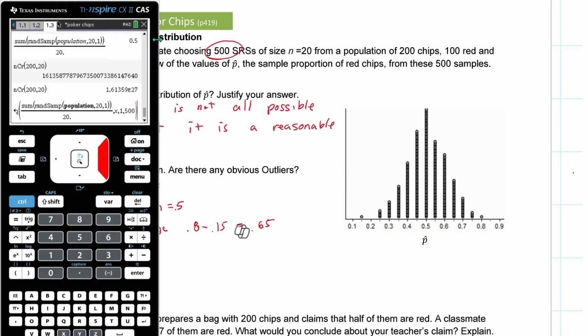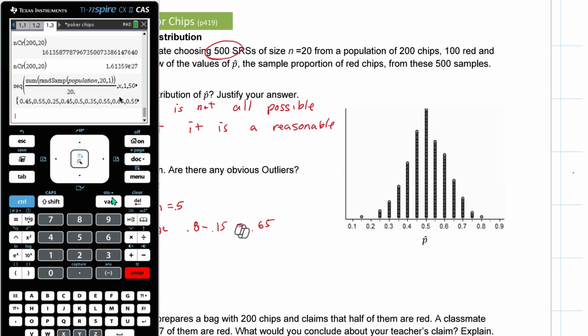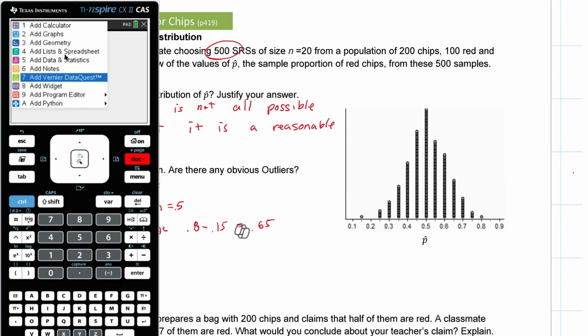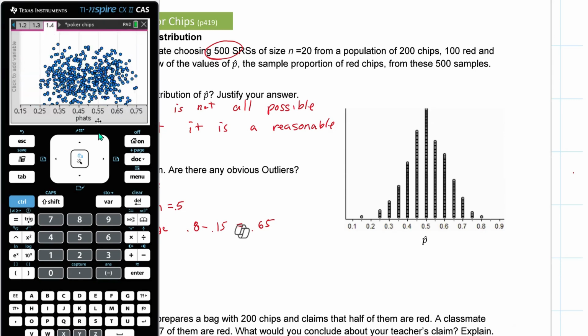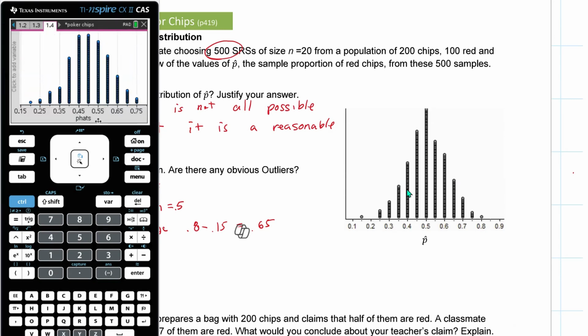And I'm going to put them into a list, which I'm going to call P hat, or I should say P hats, because there are multiple P hat values that are going to fill in this list. So I did a draw, got a 0.45, I did another draw, got 0.55, got 0.25, 0.45, all that. Let's take a look at that distribution. Go ahead, look at all those P hats. Does that look similar to what we have here?